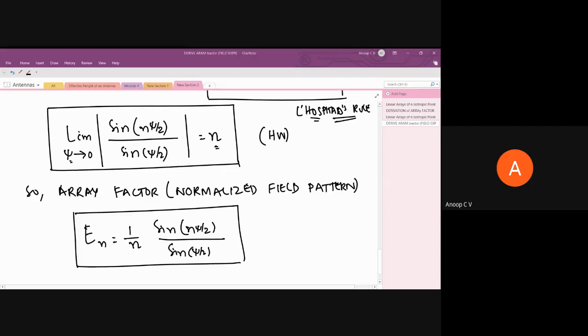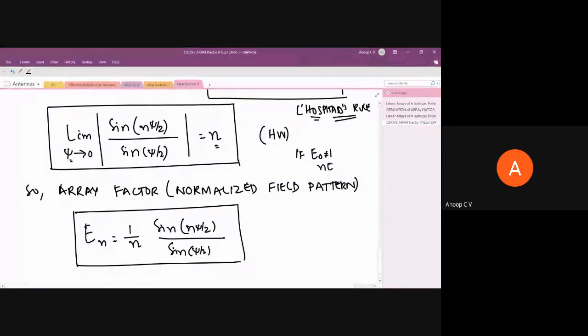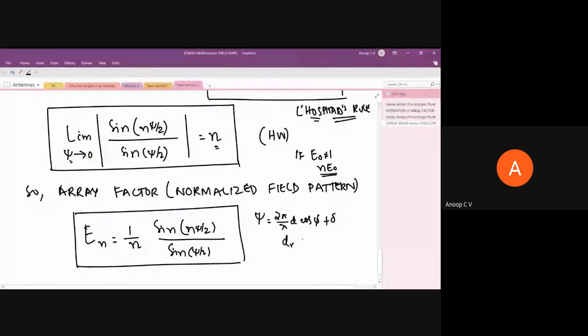Maybe I can write that here as well. If E naught was not equal to 1, it would have been n E naught. If you go up and see how the steps came, there would have been an E naught, which we omitted. So that is the array factor. Now this function is a function of psi. Again and again I'm writing psi because that's very, very important. That is 2 pi by lambda times d cos phi plus delta, or d r cos phi plus delta.